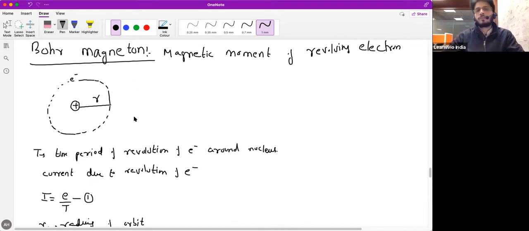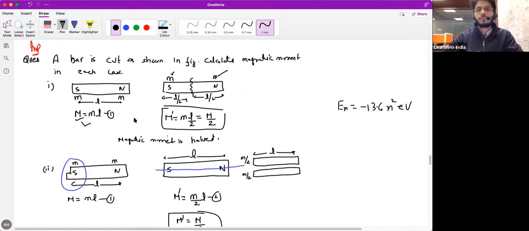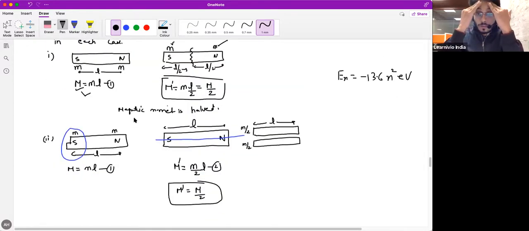See next, Bohr magneton. See what is Bohr magneton. Before Bohr magneton, just tell me some basic physics. Noor, have you heard about the magnetic quantum number in chemistry? Noor, do you remember the magnetic quantum number? Okay, no. Abdullah, what was the magnetic quantum number? Sir, I don't remember.